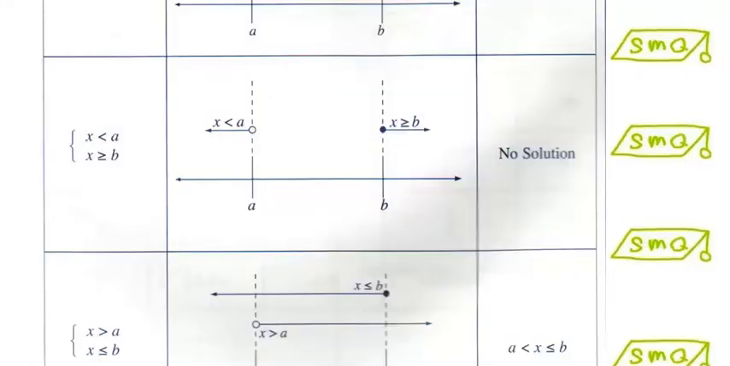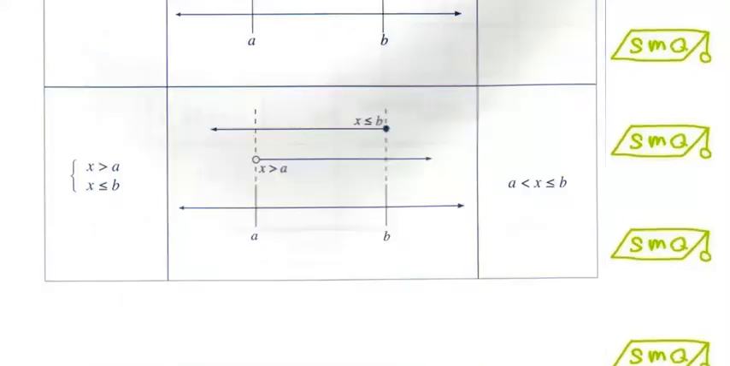For the second case, when x is less than a and x is more than or equals to b, we represent them on the number line this way. Take note that this is a hollow dot and this is a solid dot. Since there is no intersection for both inequalities, there is no solution.